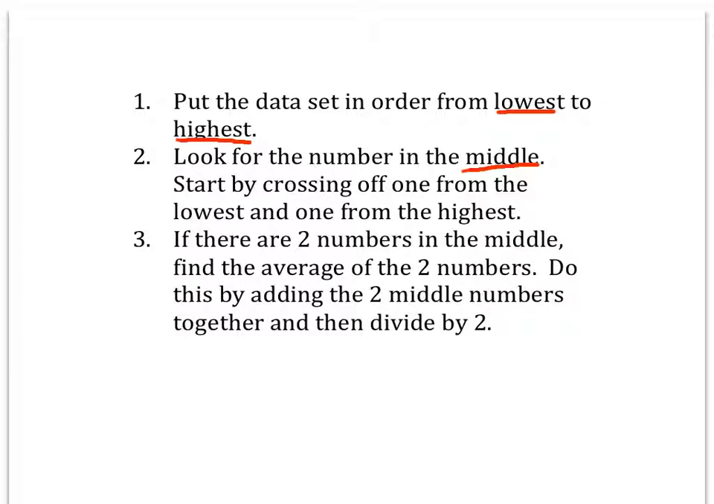Now, if there are two numbers that are in the middle, because it's an even amount, you need to find the average of the two numbers. You do this by first adding the two middle numbers together and then dividing by 2. Let's practice these steps with some data sets.